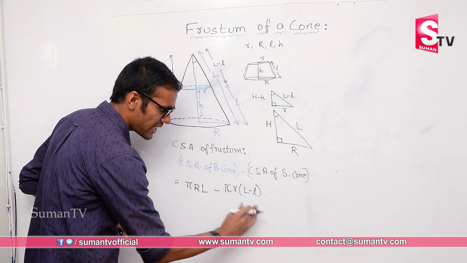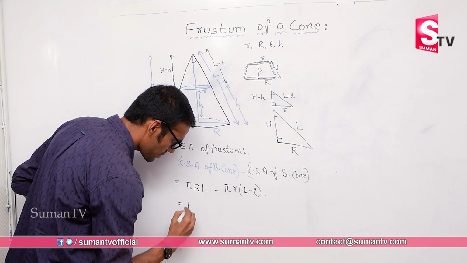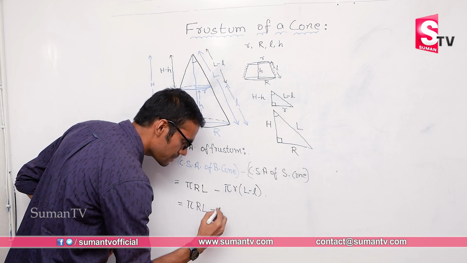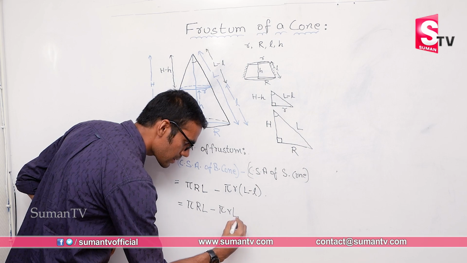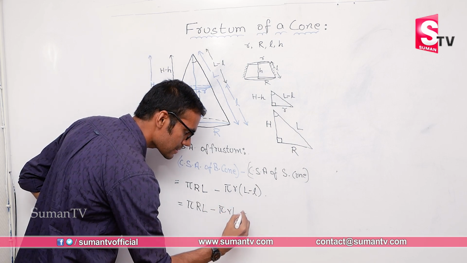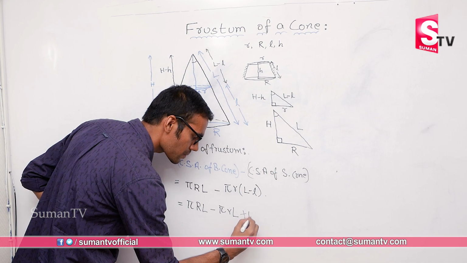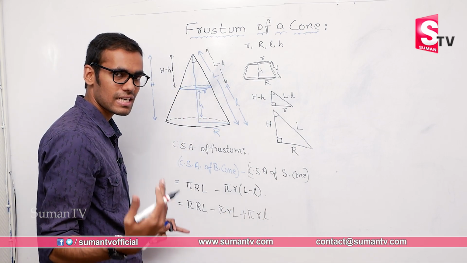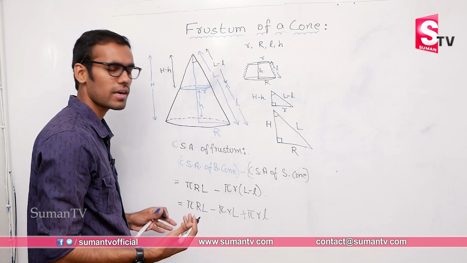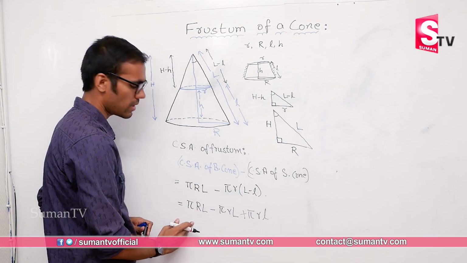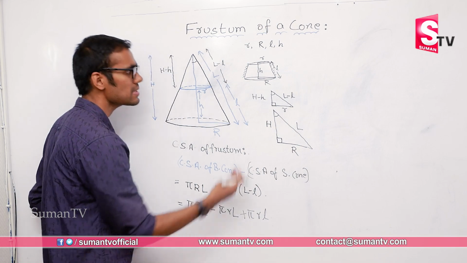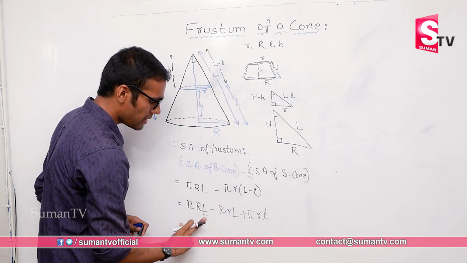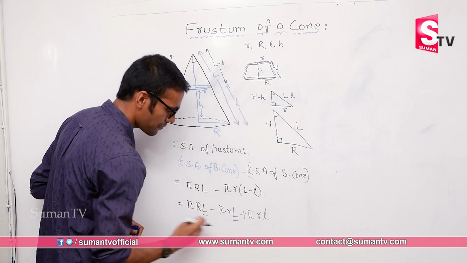If we apply the distributive property, what do we get? Pi capital R capital L minus pi small r capital L, and minus into minus will be plus, it will be pi small r into small l. Now, what are the terms or the variables that we are not supposed to include in this formula? Capital L, because capital L will not be given in the parameters of the frustum. So, we will try to eliminate capital L from this formula.